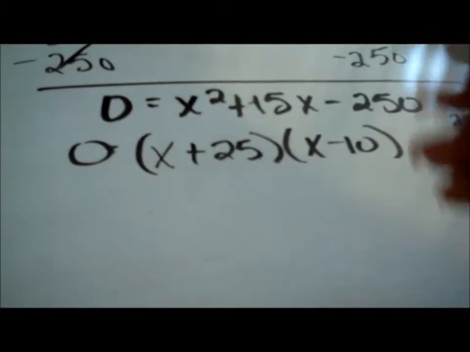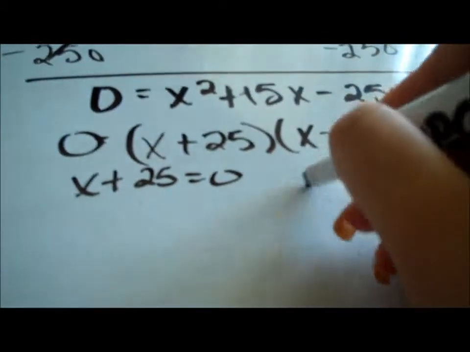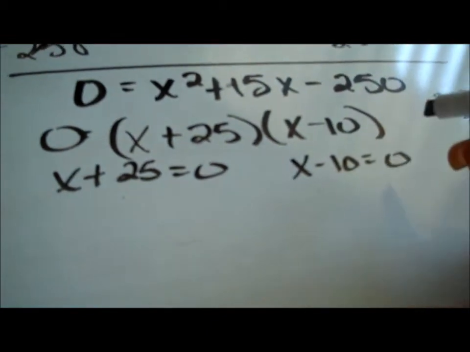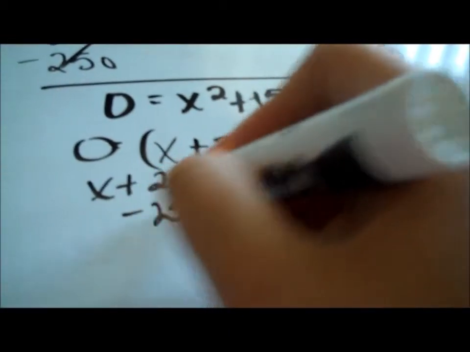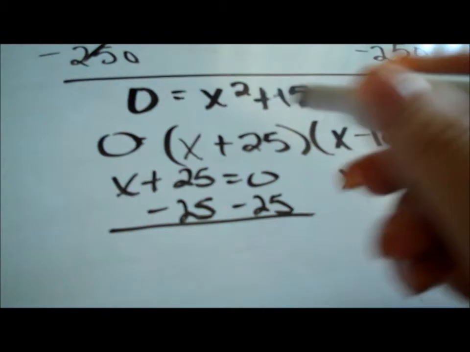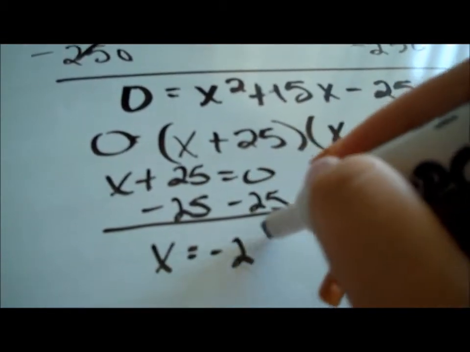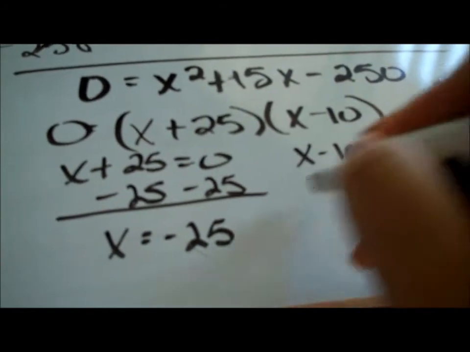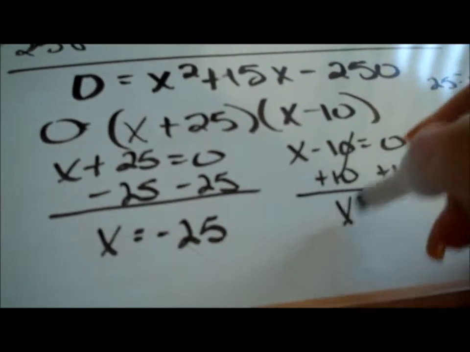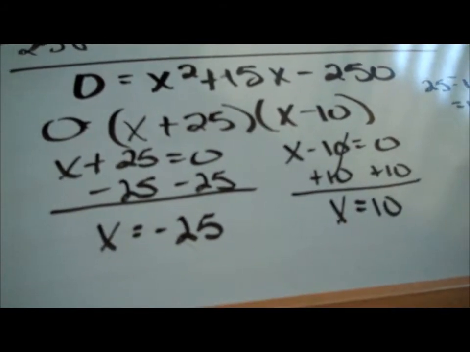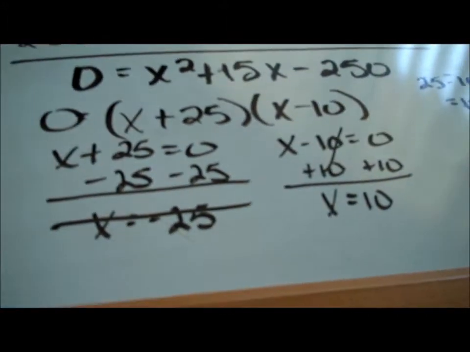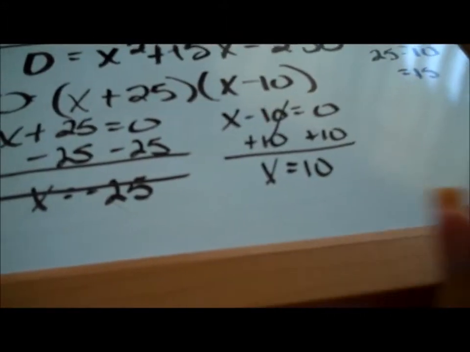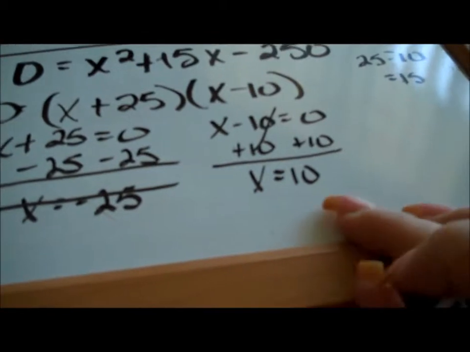I need to solve these for x, so x plus 25 equals 0 and x minus 10 equals 0. Subtract 25 on both sides for this one, so I get x equals negative 25. Add 10 to both sides for this one, and I get x equals positive 10. Again, we don't want any negative values, so we have to keep the positive here. So we're not done yet.